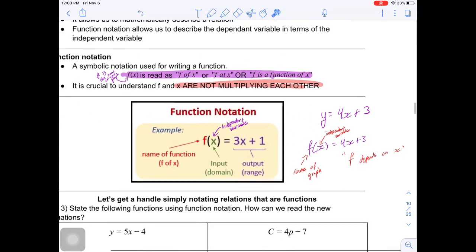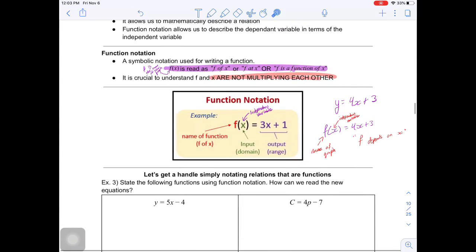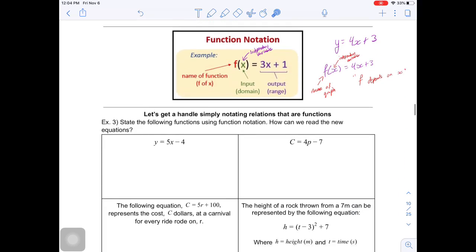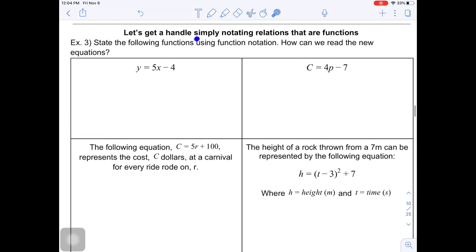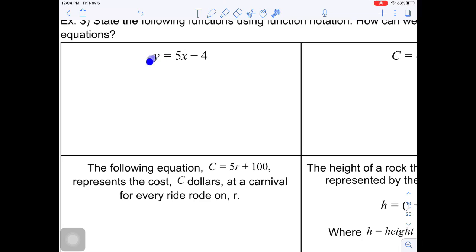Let's see some examples as it can help solidify the understanding. Just to understand, f and x are not multiplying. It's a notation thing, it's a new name. So let's get a handle on simply notating relations that are functions. State the following functions using function notation. How can we read the new equation? Here, instead of using y, I'm going to say y is equal to f of x, and f of x equals 5x minus 4.